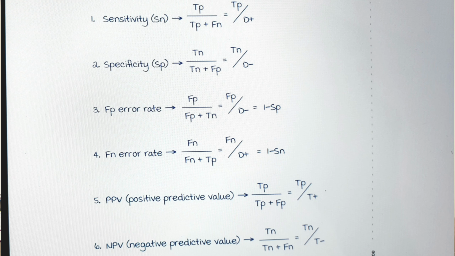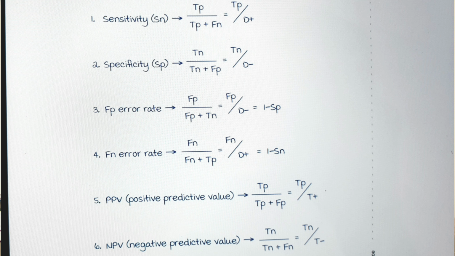There are 6 formulas in the properties of the screening test. Let's move on to the formulas. The first one is sensitivity. The formula is true positive divided by D plus. The second one is specificity. If they ask you to find the specificity, the formula is true negative divided by D minus.